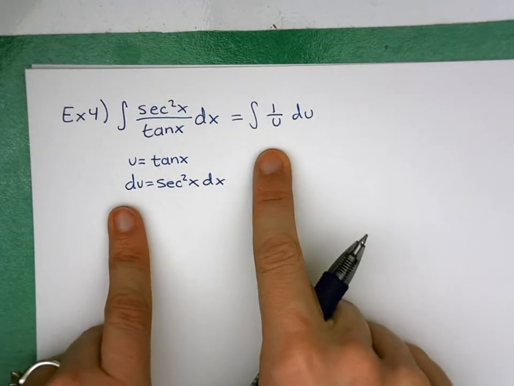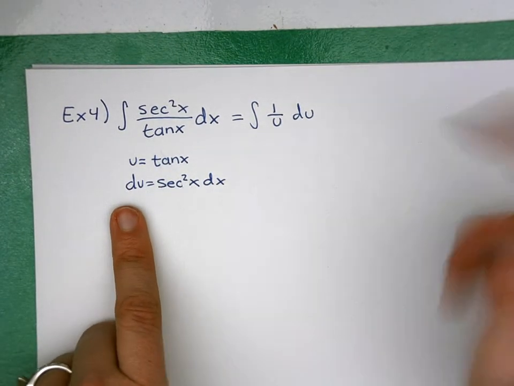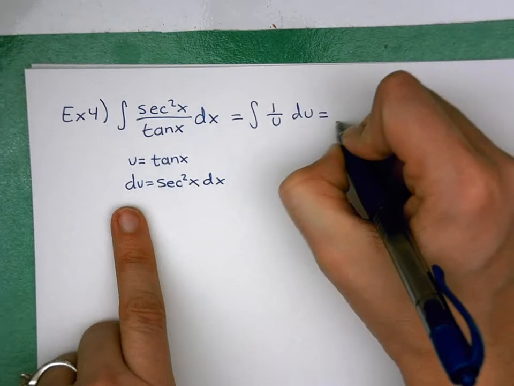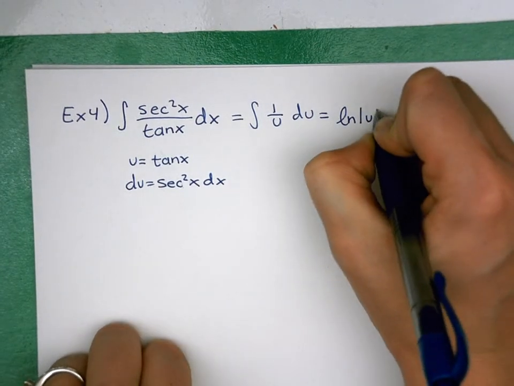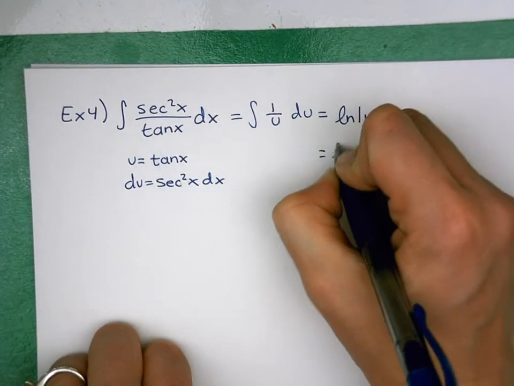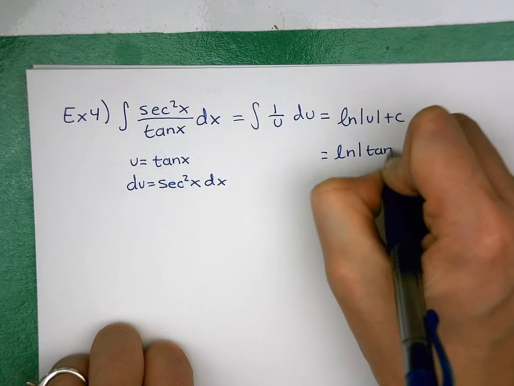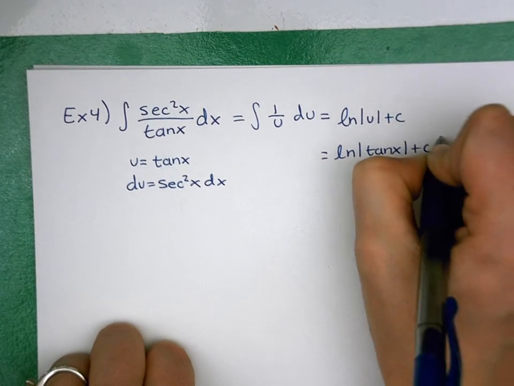And that's a rule I know. We learned this on Thursday. Integral of 1 over u du is the natural log of the absolute value of u. And in this case, my u is tangent x. And so there is my answer.